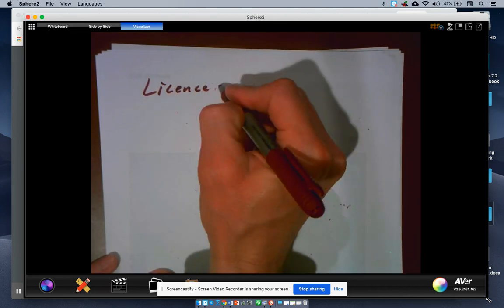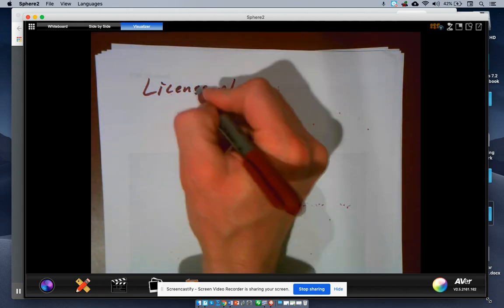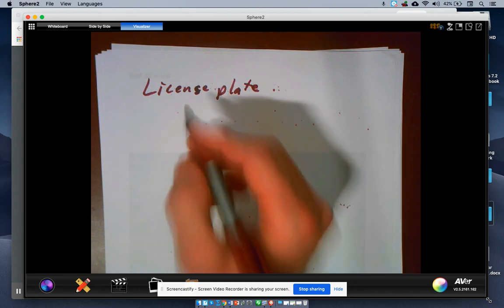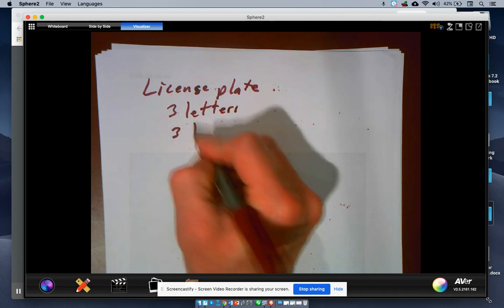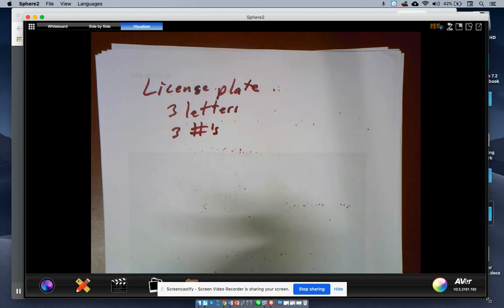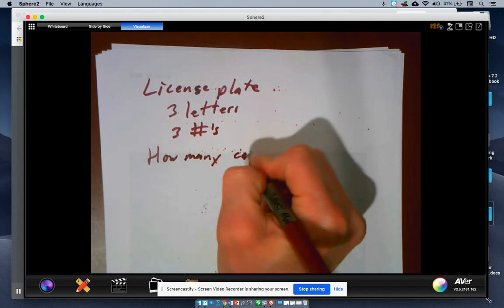The last one talks about a license plate. Let me slide down here. License plate. That word always looks weird to me. I always want to put a C there. I know it's an S. A license plate in a certain state consists of 3 letters, 3 numbers. Okay, 3 letters and 3 numbers. And I'm wondering how many different license plates you can make.